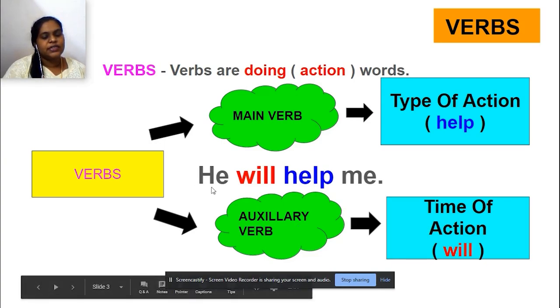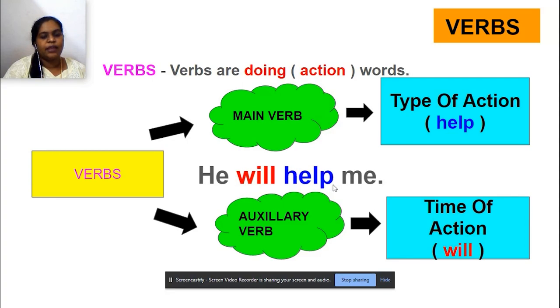Look at this sentence. He will help me. Now the action word is help, so that is the main verb. Will is the auxiliary verb, which actually helps the main verb in the sentence. Hope you understood what are auxiliary verbs.